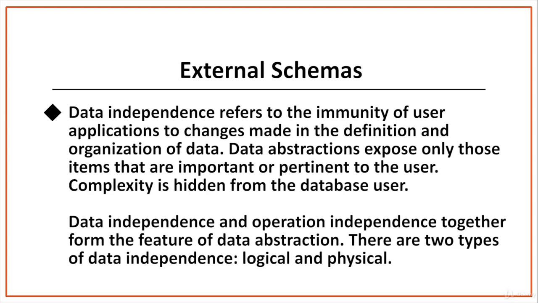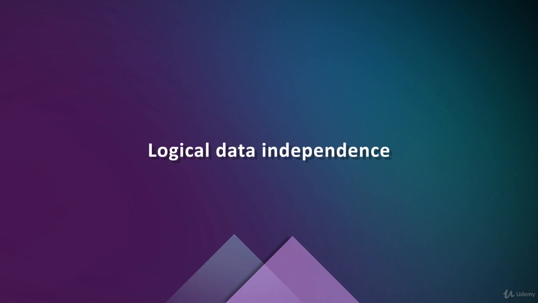Logical and physical data independence. Data independence refers to the immunity of user applications to changes made in the definition and organization of data. Data abstractions expose only those items that are important or pertinent to the user. Complexity is hidden from the database user. Data independence and operation independence together form the feature of data abstraction. There are two types of data independence, logical and physical. Let's first talk about logical data independence.